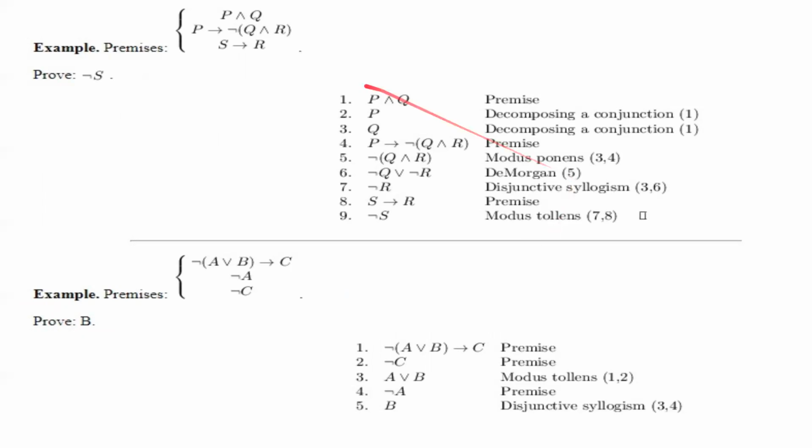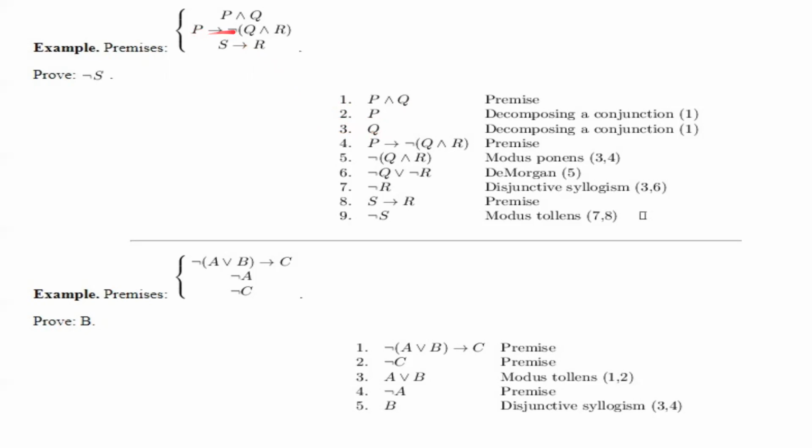Let's see this thing. These are the three premises, and we have to prove this thing. We are given that P and Q are true. This statement can only be true if both P is true and Q is true. So from this, it directly implies that P has to be true and Q also has to be true. Then only this statement will be true. So the second statement is an implication of the first statement. The third statement is also an implication of the first statement.